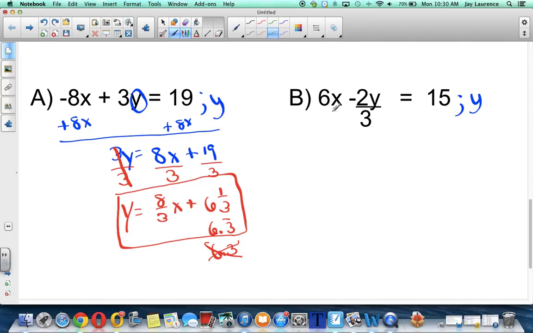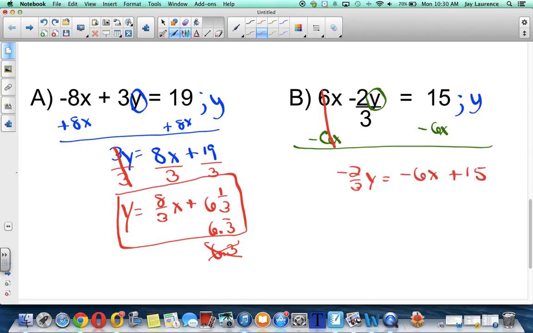Let's come on over to letter B here, solving for y again. I'm going to subtract 6x from both sides, and we're going to cancel. I'm going to get a -2/3 y equal to a -6x plus a 15.